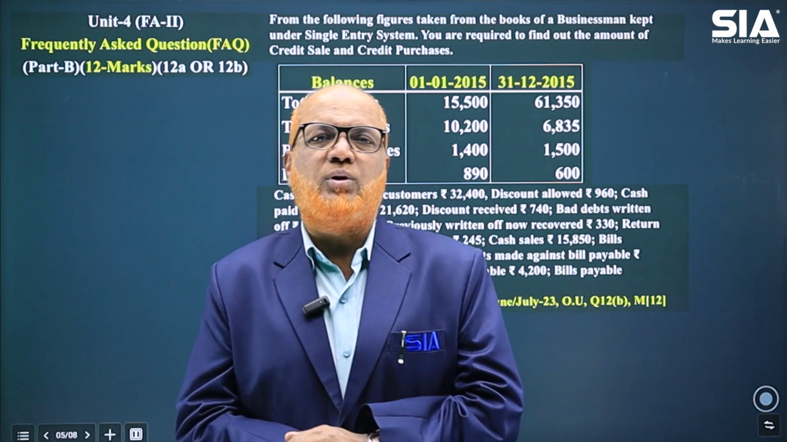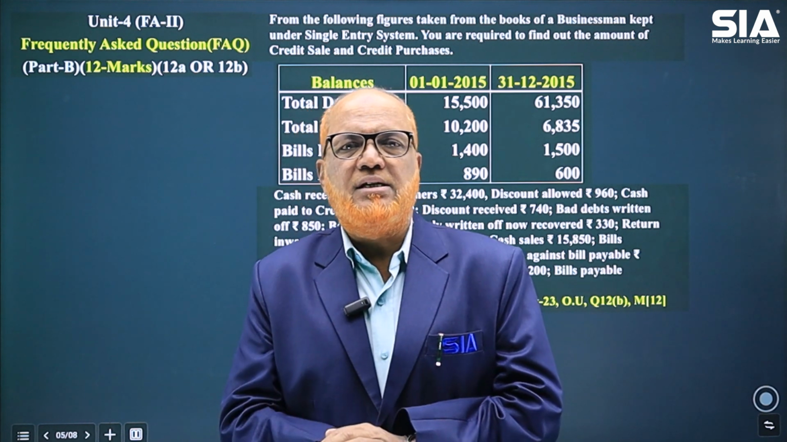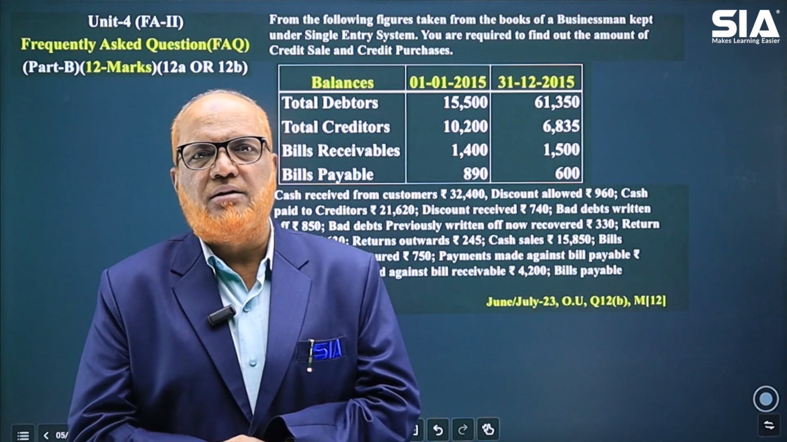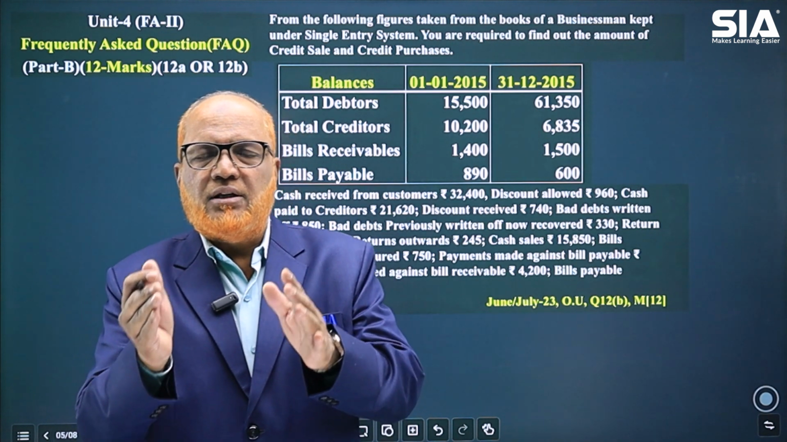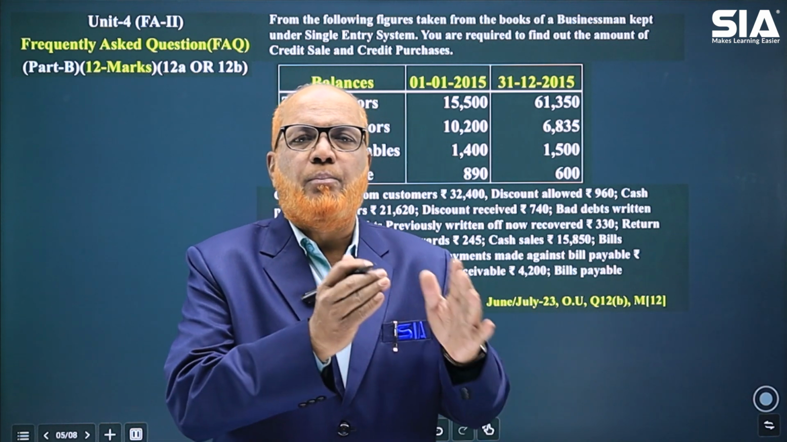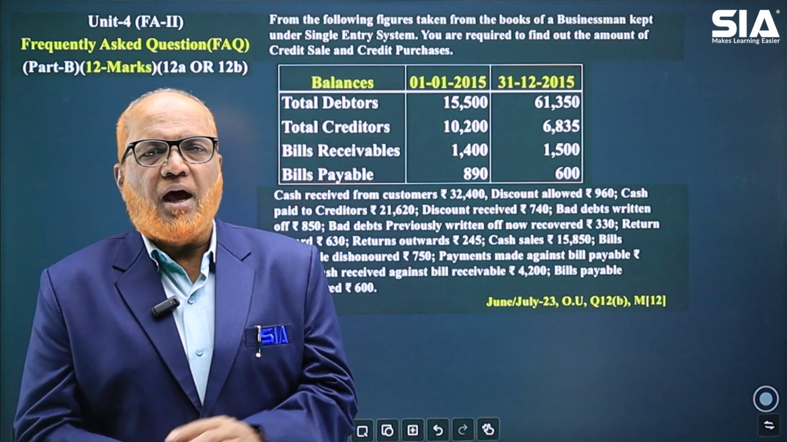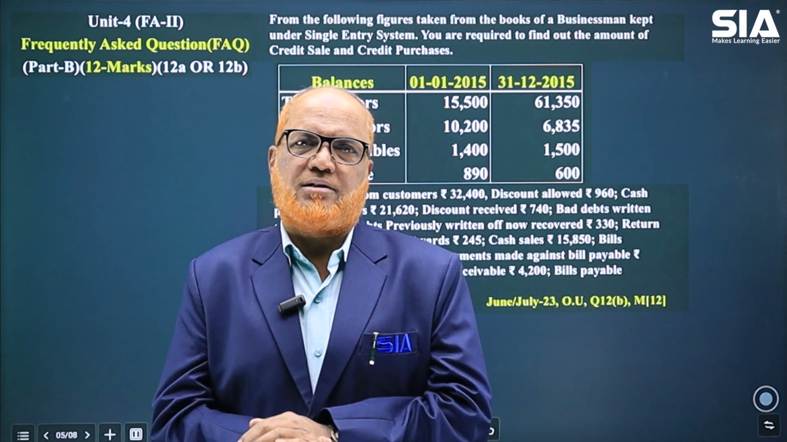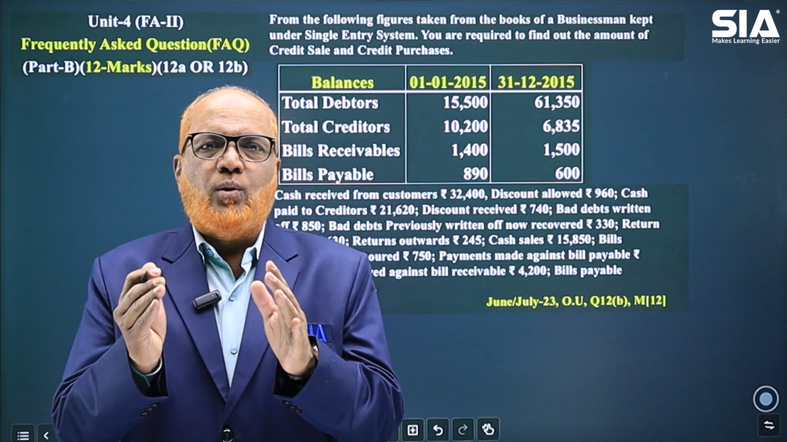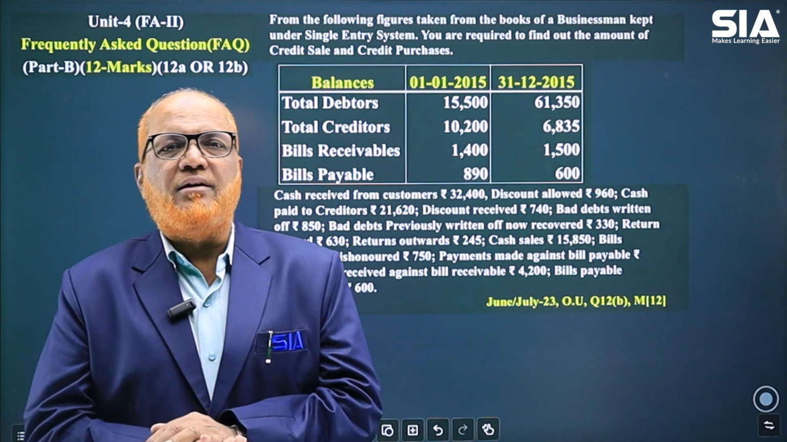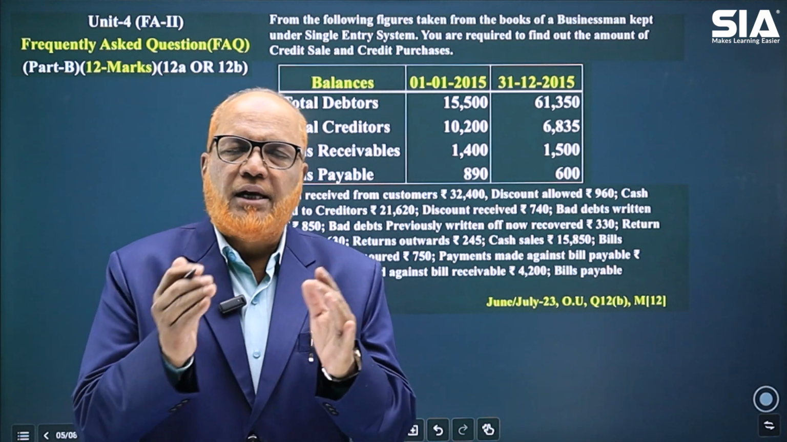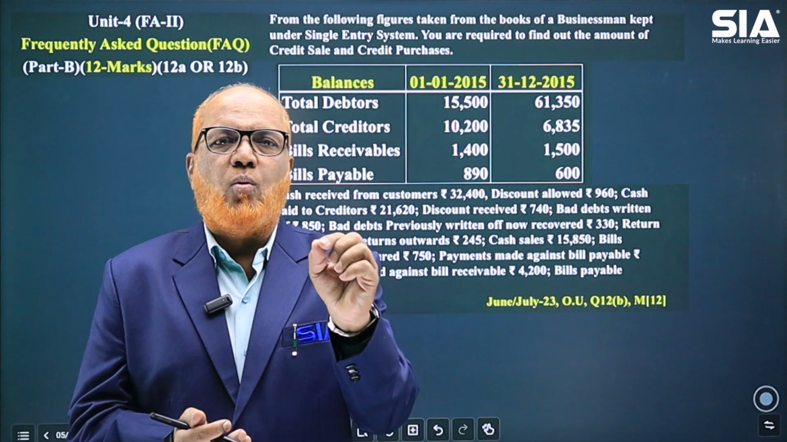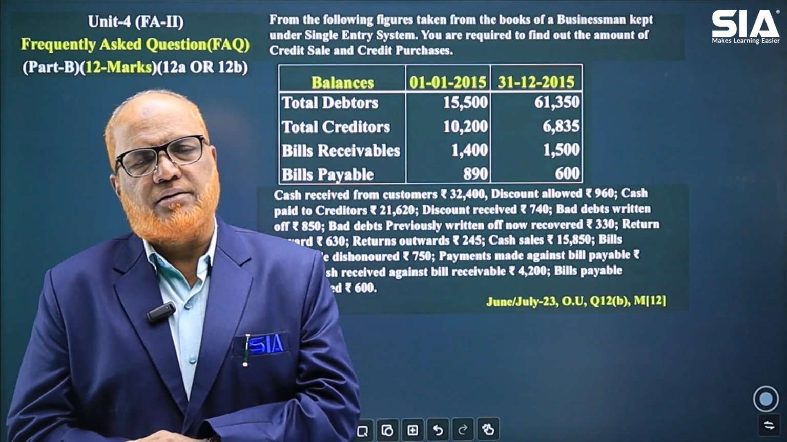So already we have seen so many problems. Two methods are there for computing the profit. First method is statement of affairs method. Second method is conversion method. In conversion method, we convert the incomplete records into complete double entry system, and then we can make the trading account, profit and loss account, and balance sheet. Particularly in this conversion method, we have to find out the total sales or credit sales and credit purchases. These are the two main things we require in conversion method.